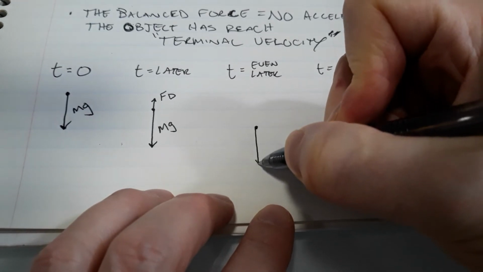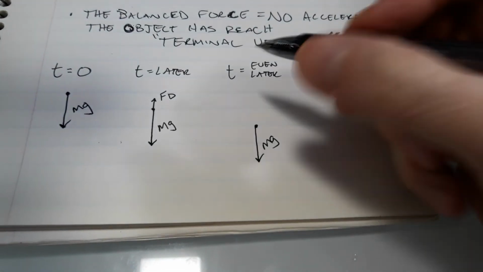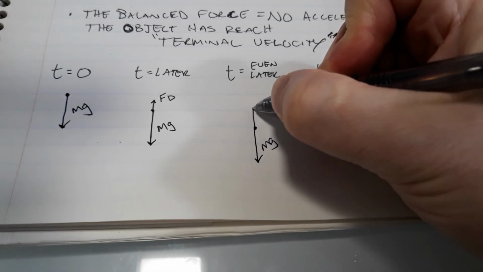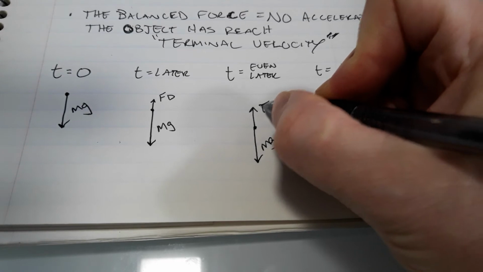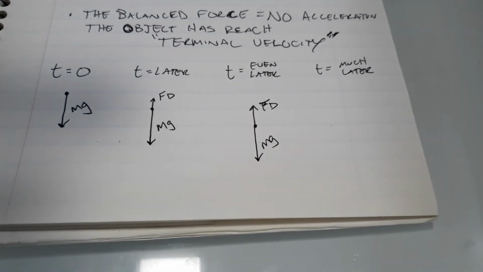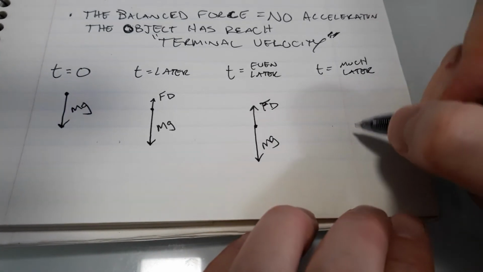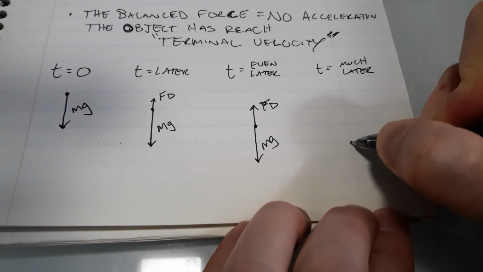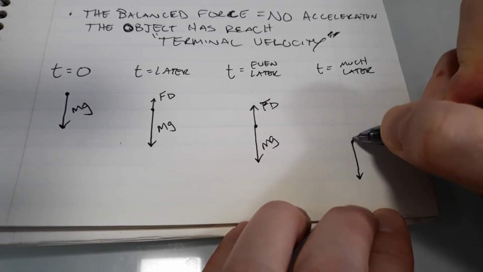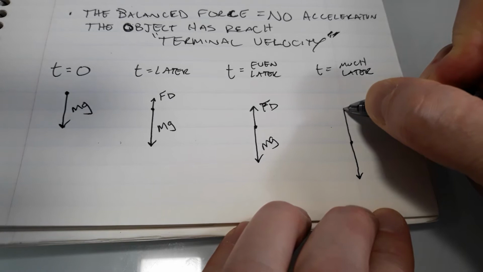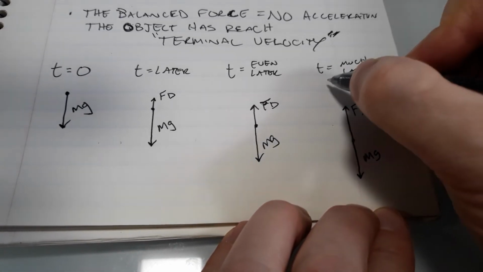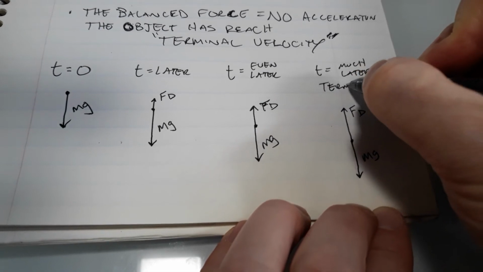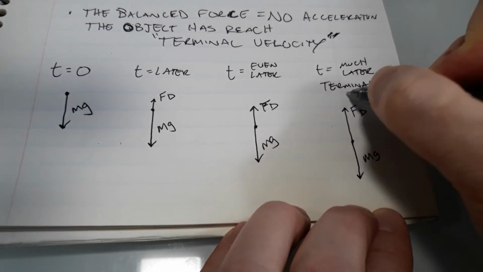Now, as it falls even further, of course, the weight is not going to change. So mg is the same, but now the drag force is significantly longer. Not as long as the weight, but still getting quite a bit longer. All right, in our last picture, we draw the weight arrow downward, and at this point, it has had enough time to build up its speed so that the drag force is equal to the weight, and this is terminal velocity.